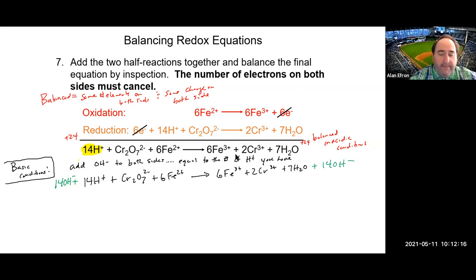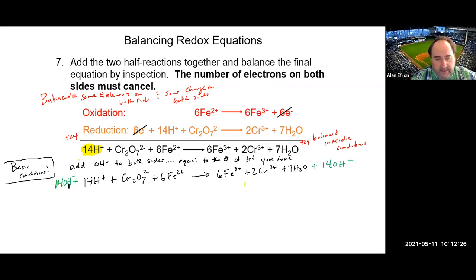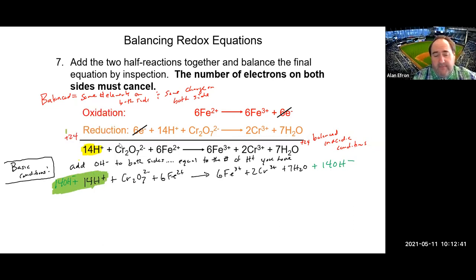Now, what will happen is you will have a side, like we see here, that has both H plus and OH minus on it. This side right here. When you have H plus and OH minus near each other, there's a very strong attraction, and those guys want to come together and form water. So they will come together and actually form water in this situation.